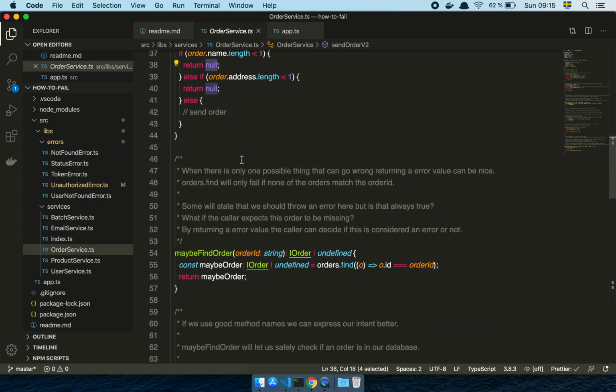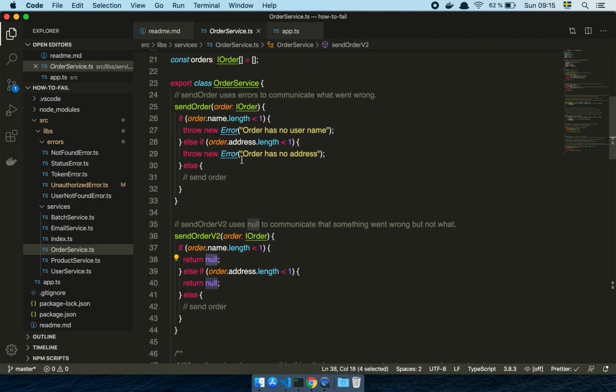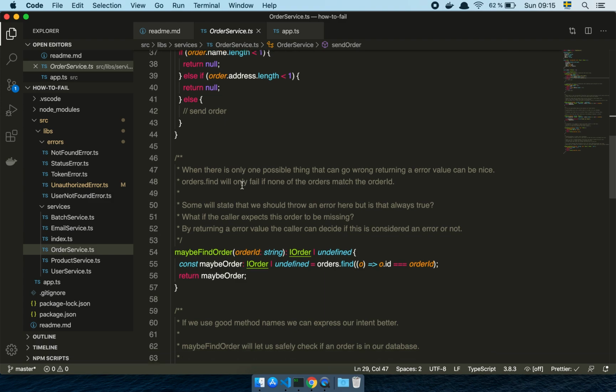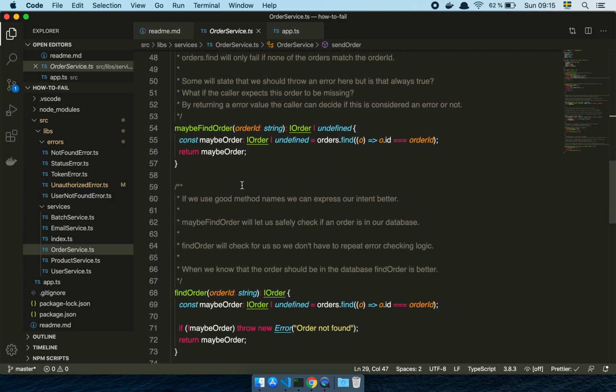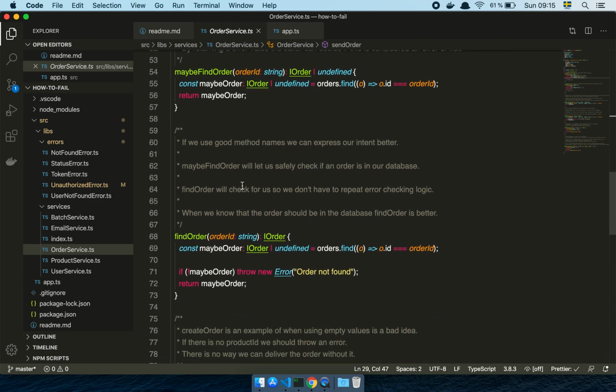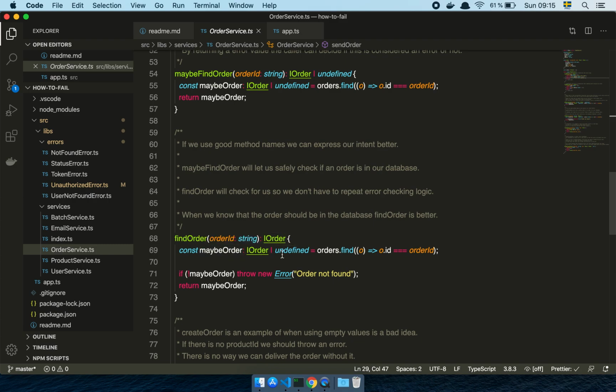So let's move on further, because if you see this code, you might think, well, obviously, Frederick, the best thing is to always throw an error, because that's how you communicate things, right? Well, yes and no. As I was saying, there is one other scenario where I think it's actually better to return an error value that represents that something went wrong. Let's have a look at these two functions. We have one function called maybeFindOrder, which is going to return an order or undefined. And then we have findOrder, which is going to go and find an order, and it's going to throw an error if it doesn't find the order.